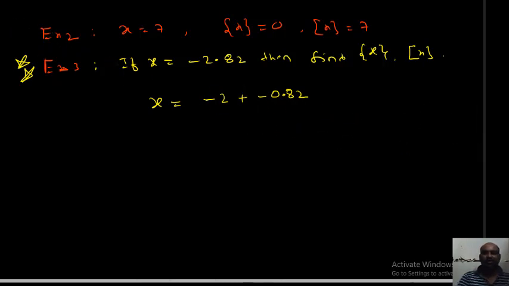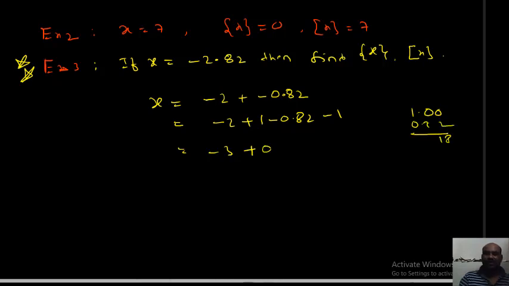Okay, what do you want to do now here? You want to make the decimal part positive. That's why you need to do one thing. We need to add 1 and subtract 1. Add 1 and subtract 1. Minus 2 with minus 1 is minus 3, plus here what happened? 1 minus 0.82 is 0.18.